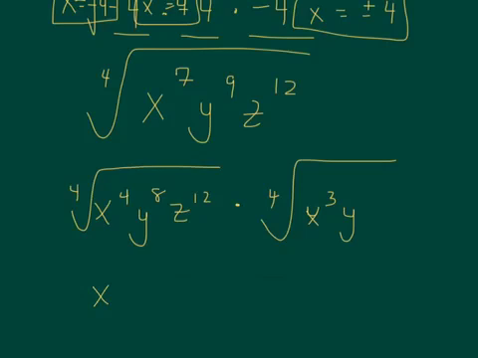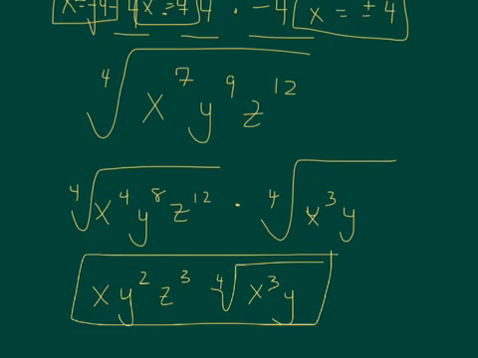How do you do it with the 8 though? It would be like y to the 4th and y to the 4th, so you get y to the second, y to the second, which is what you meant really. How about the z? Then the z would be z to the 3rd. Good. All times the fourth root of x cubed y.